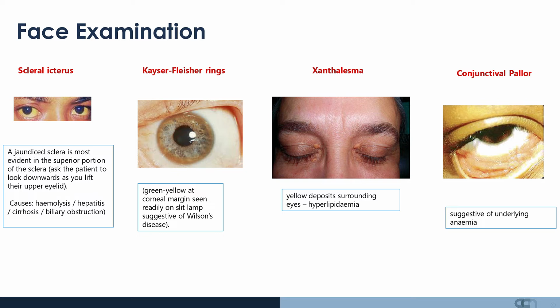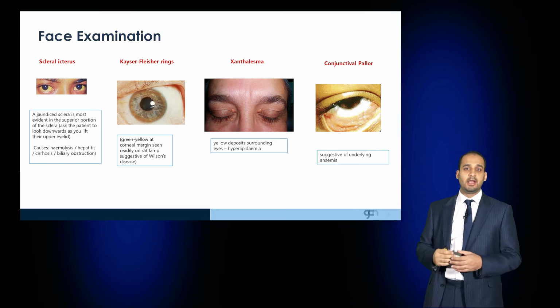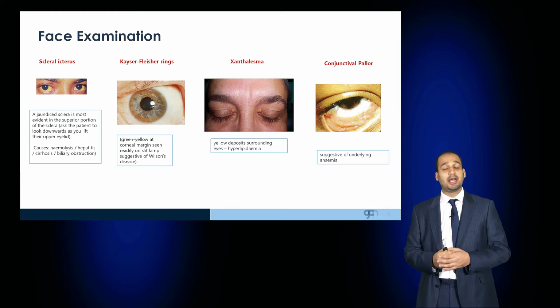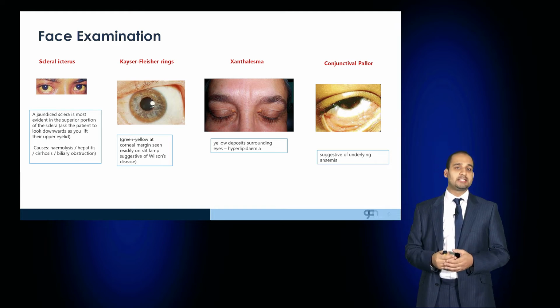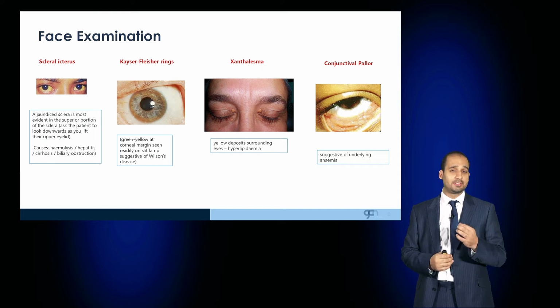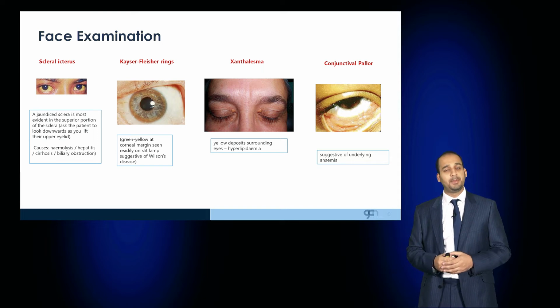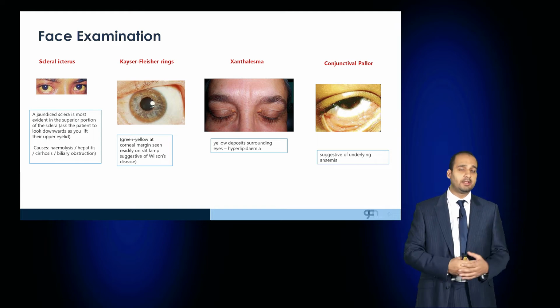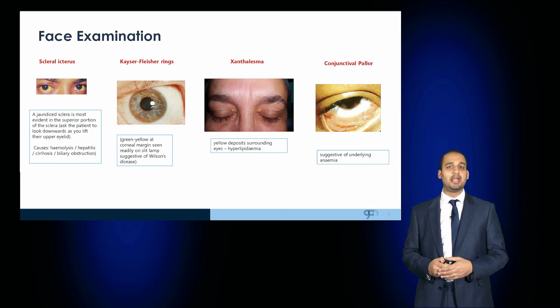Kaiser-Fleischer rings are a green-yellow discoloration at the corneal margin. These are readily seen on slit lamp examination and can be suggestive of Wilson's disease. Xanthelasma, or yellow deposits around the eyes, can indicate hyperlipidemia. Ask the patient to lower the lower part of their eyelid to look at the conjunctiva. If the conjunctiva appear pale, that may suggest an underlying anemia. That could be an anemia of chronic disease or as a result of GI blood loss.